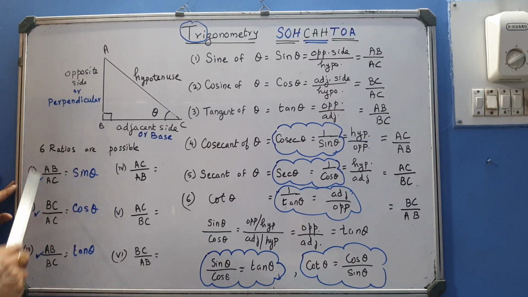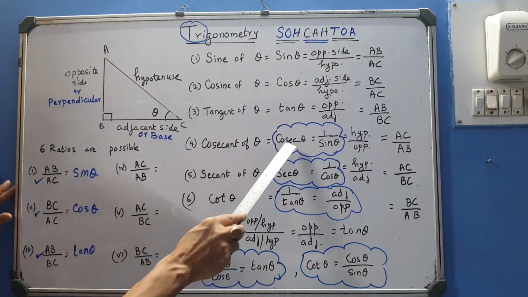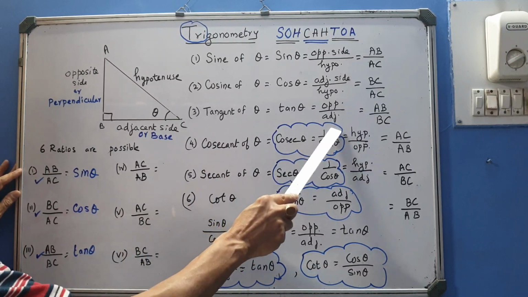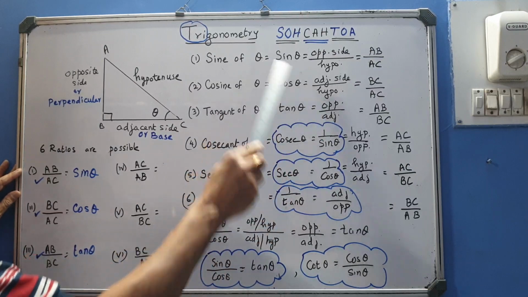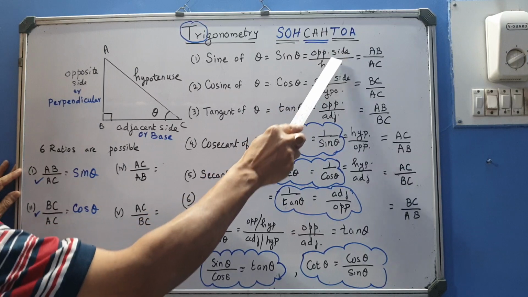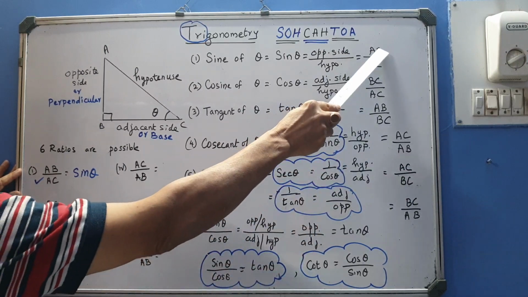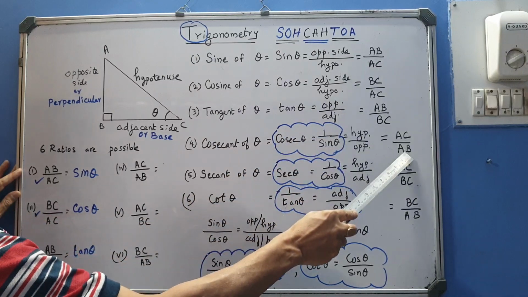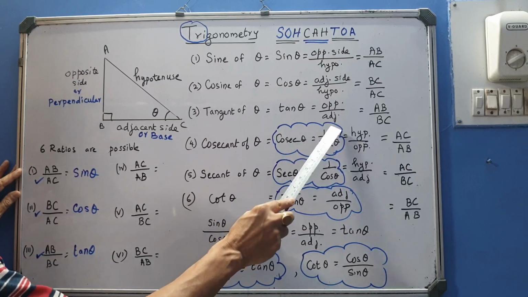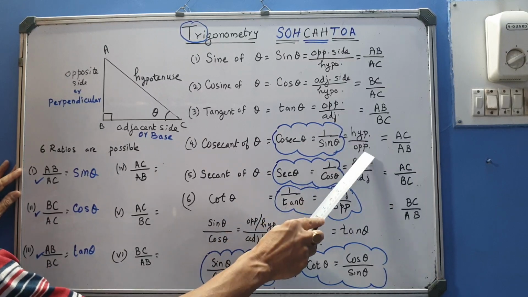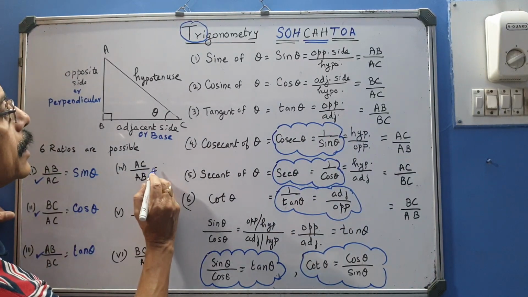The other three are the reciprocals of these ratios. Cosecant of theta, short form cosec theta, is the reciprocal of sin theta. Sin theta is opposite by hypotenuse, so this will be hypotenuse by opposite. AB by AC, reciprocal is AC by AB. Remember, this is very important. Cosec theta, the reciprocal of sin theta, is hypotenuse by opposite, which is AC by AB.